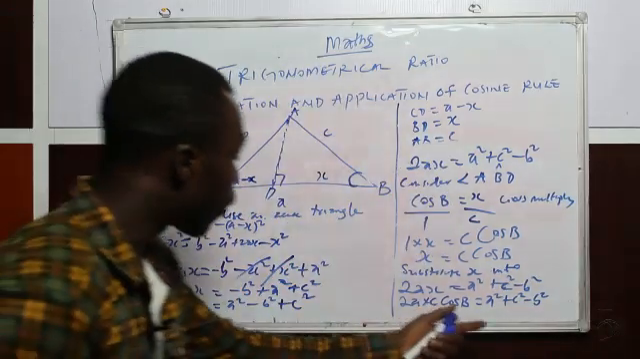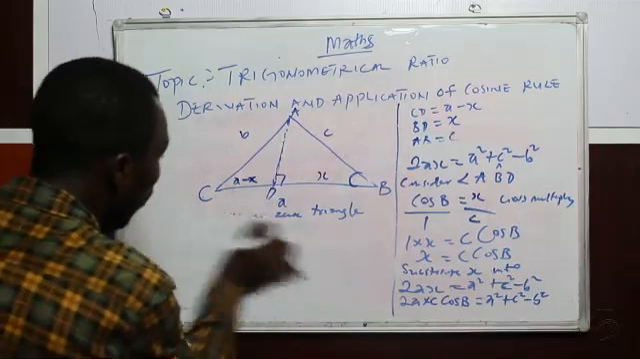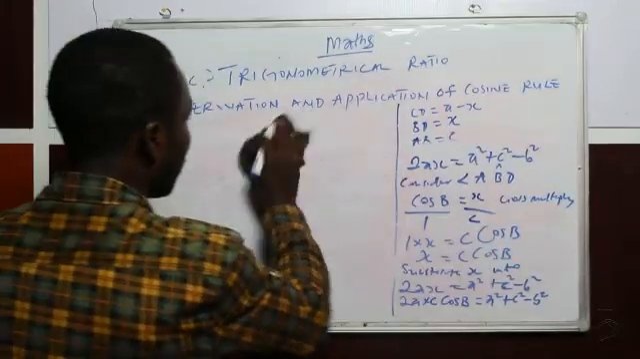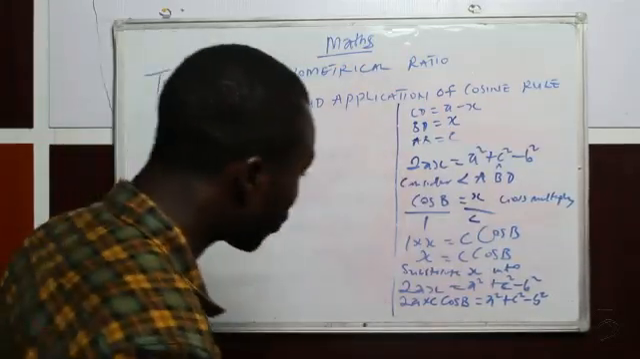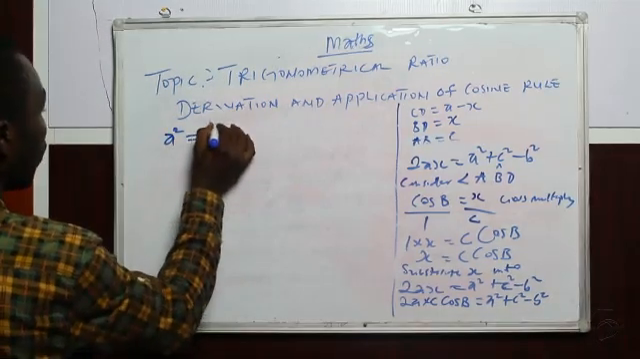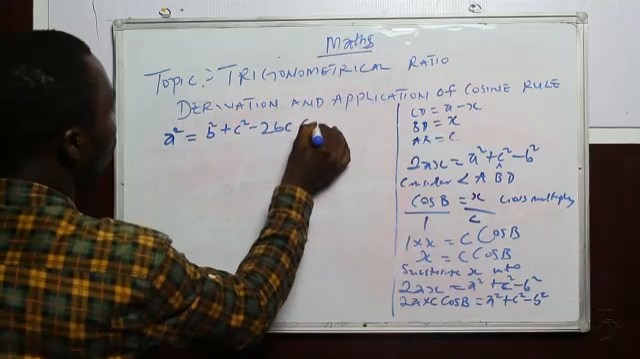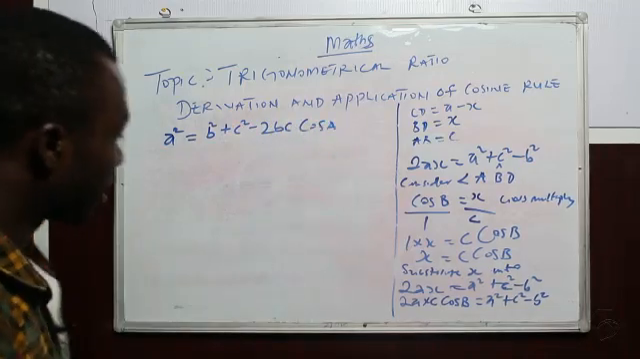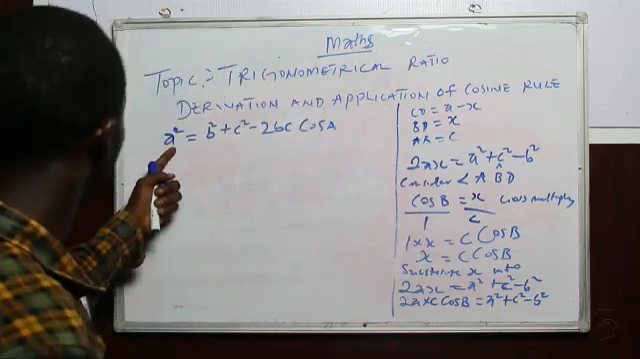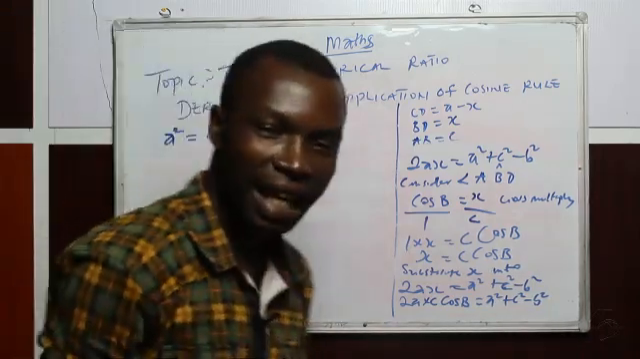Wow, this is the formula we have proven. Therefore, it is not over because we have to find the value of a squared. We have a squared is equal to b squared plus c squared minus 2bc cos A. That is, we make a the subject of the formula, which is a squared is equal to b squared plus c squared minus 2bc cos A.